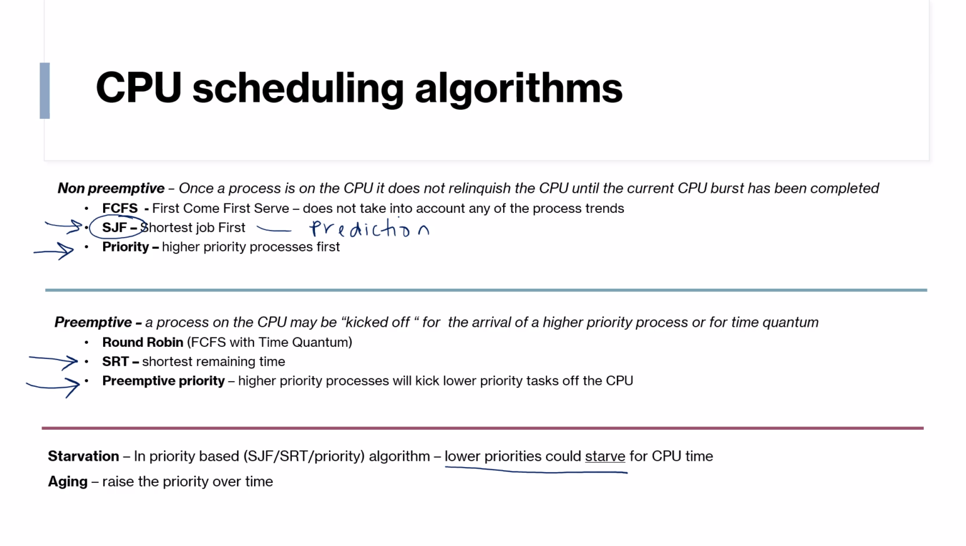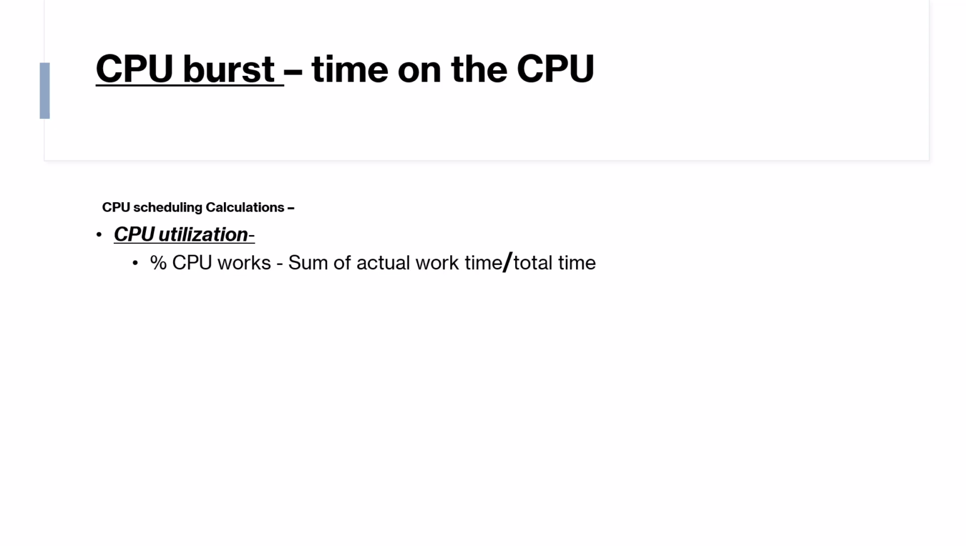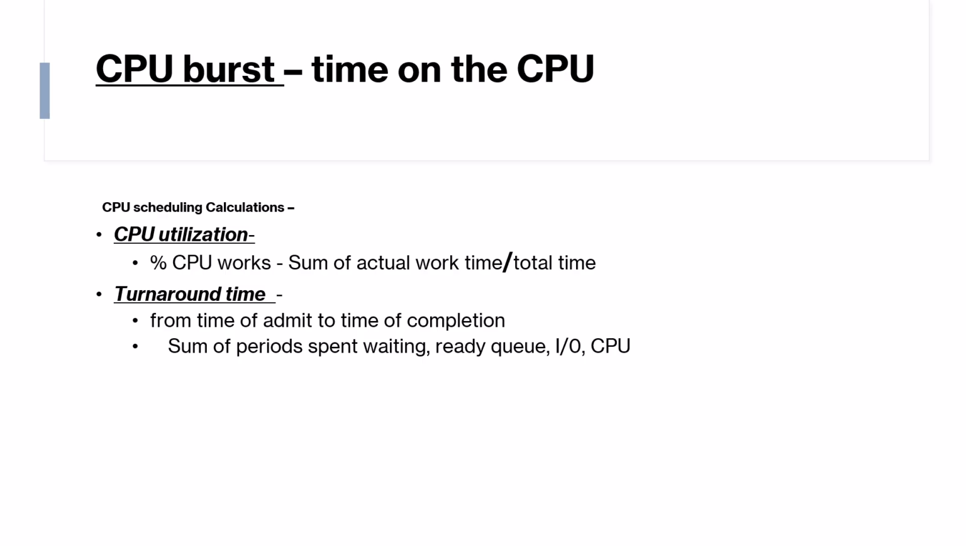So let's get started. All right, so just to review the calculations, we have the CPU utilization. That's the percentage of time that the CPU is actually active. So if you have 100 time units and the CPU is active only 80 of those 100 time units, that would be 80% CPU utilization. We have turnaround time per process. So for each process, you calculate the turnaround time from the time it gets admitted into the system until it exits. Then you can also calculate the average of the turnaround time.